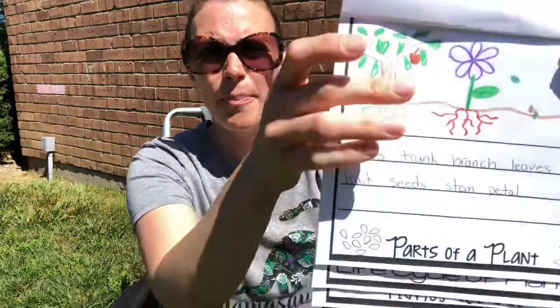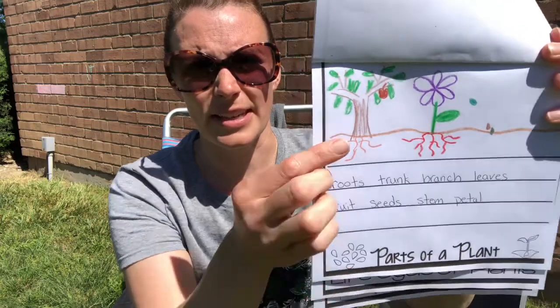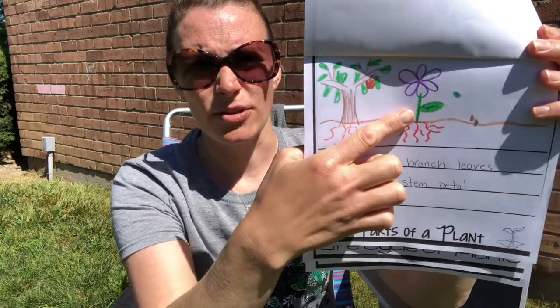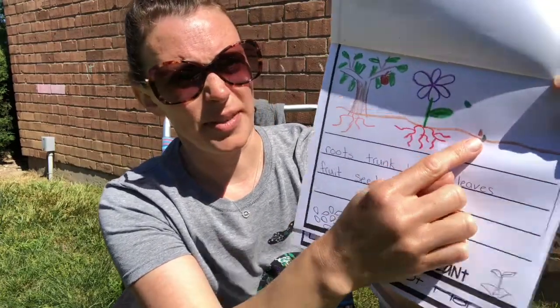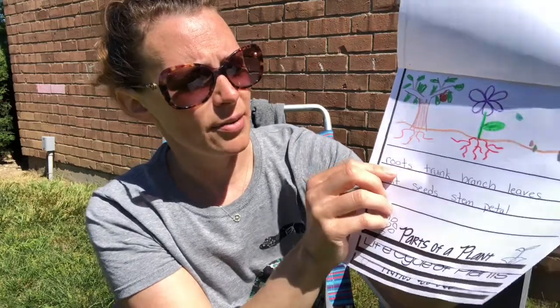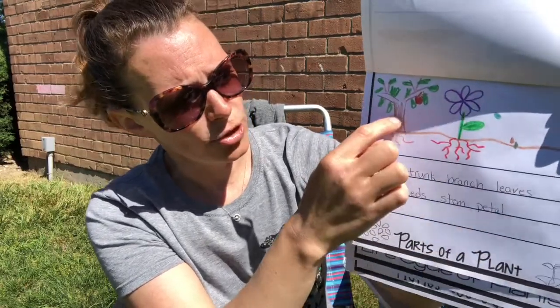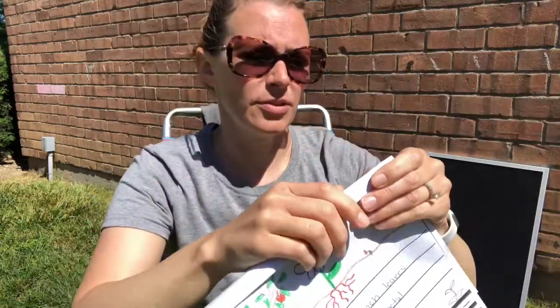Next is the parts of a plant. And because some plants have different parts, I drew a couple different plants here. I drew this tree, and I drew this flower, and these are some seeds I drew on the side here. And I have down here the roots, the trunk, the branches. Let me fold this so you can see a little better.